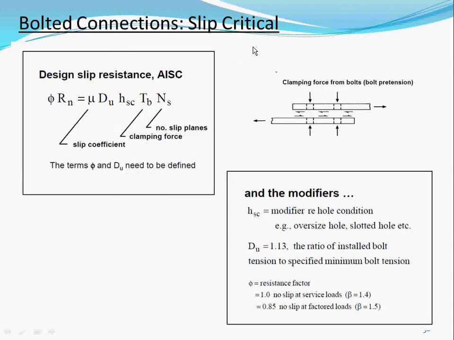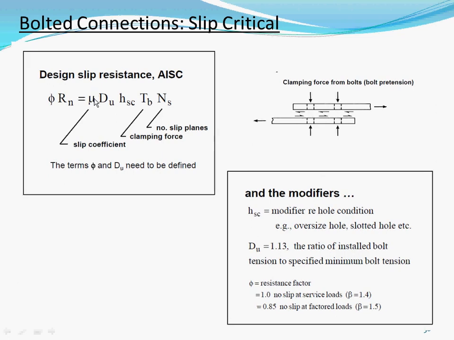Okay. When we mentioned slip critical before, what parameters do you have to look at when you calculate a slip critical joint? First of all, what kind of friction or coefficient do you have? Do you design for?